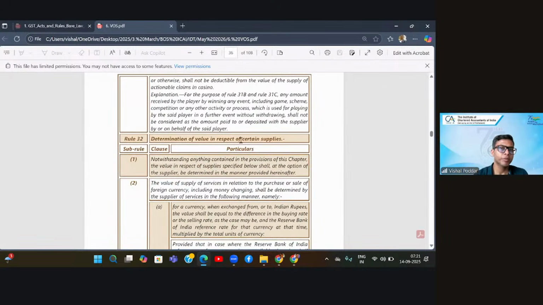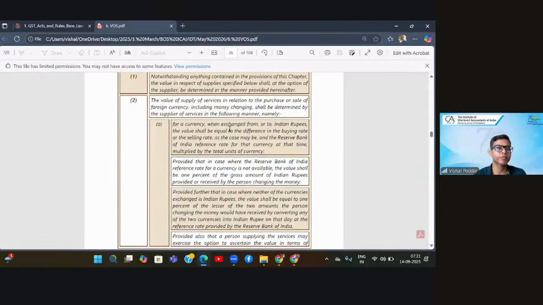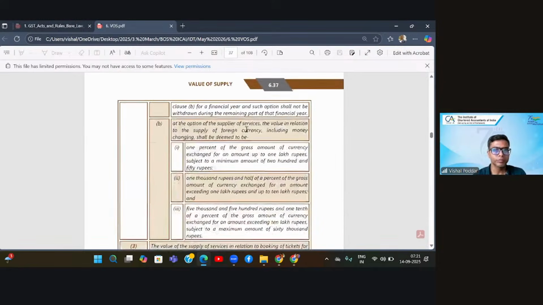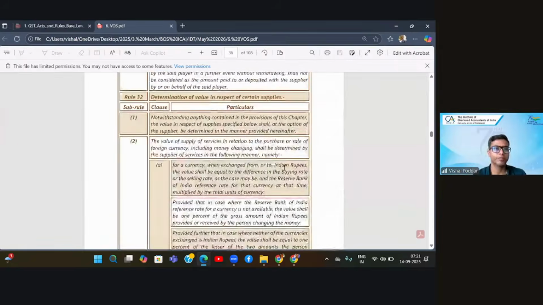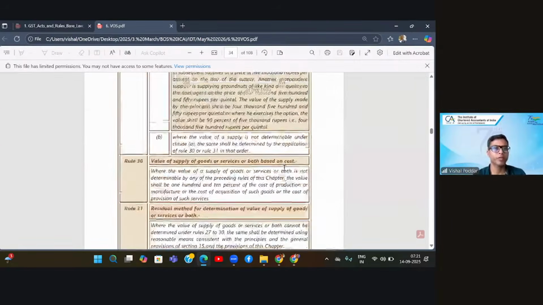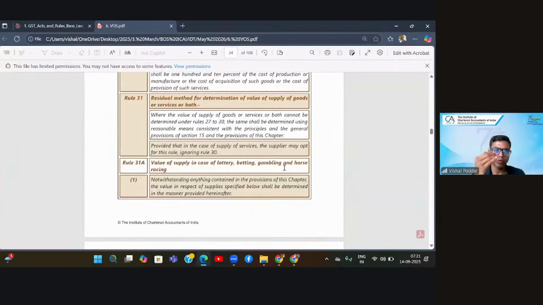32, again, is determination of value in respect of some specific supplies, and here when you read, you'll find it is for some specific supplies like conversion of currency, then booking of tickets by air travel agent, then life insurance business. So all these are specific valuation rules starting from 31A. So we divide the valuation into two parts, specific and generic. Now, what is the difference between specific and generic?